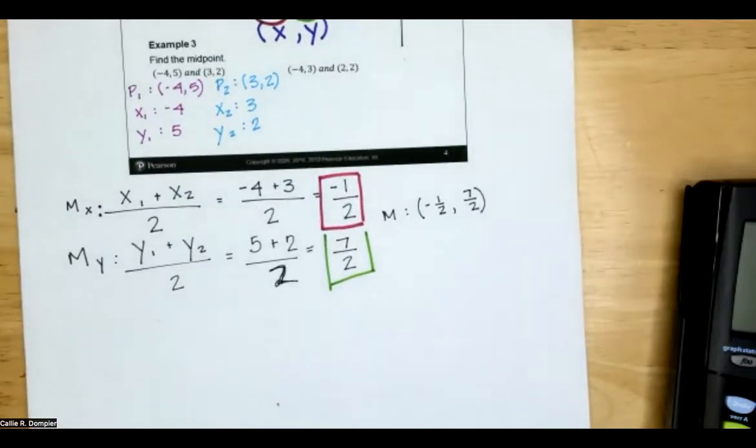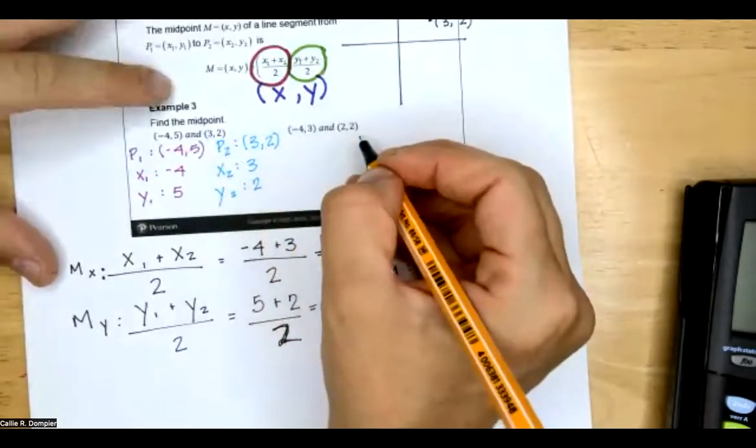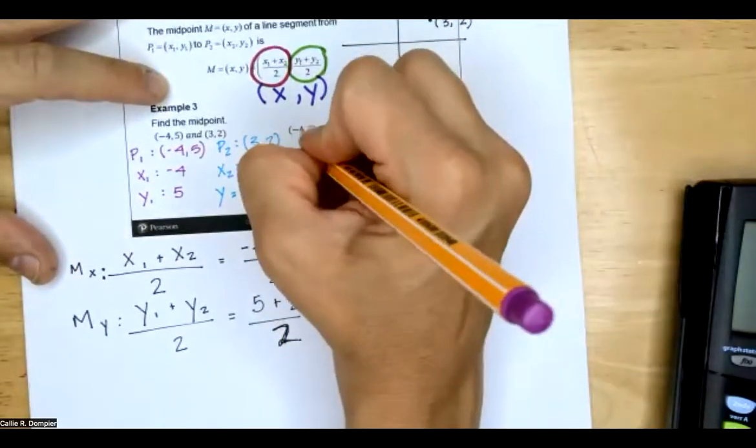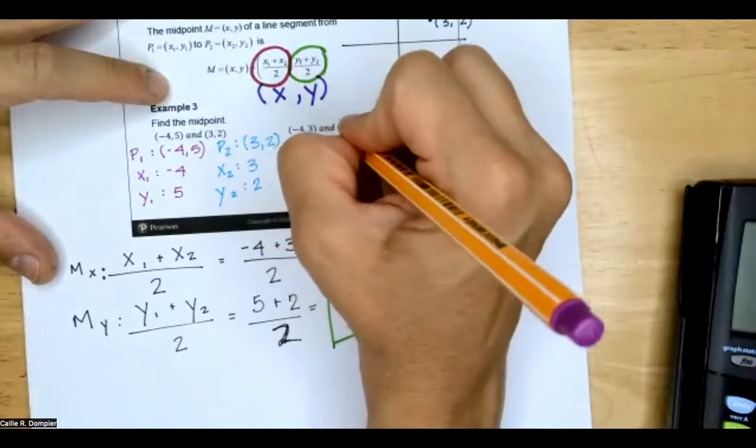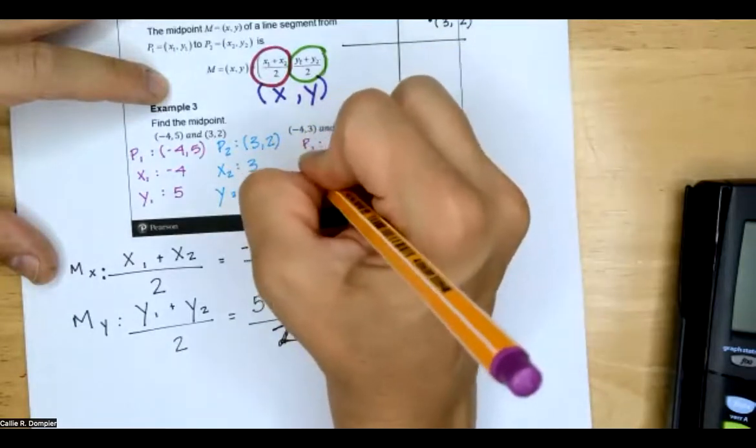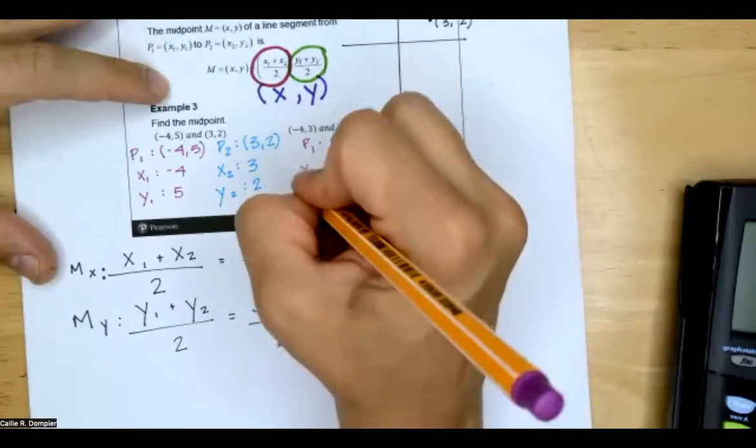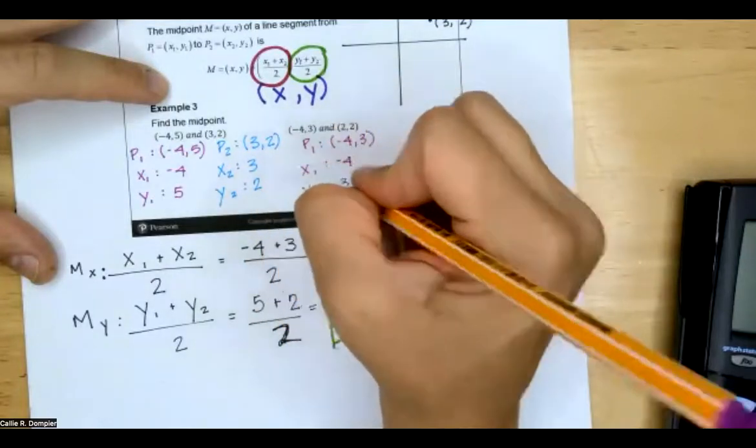And then our next one, we have -4, 3, and 2, 2. So point 1 is -4, 3. Again, x1 happens to be -4. Y1 is 3.